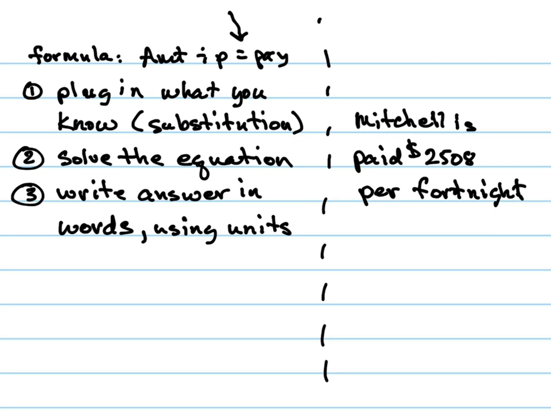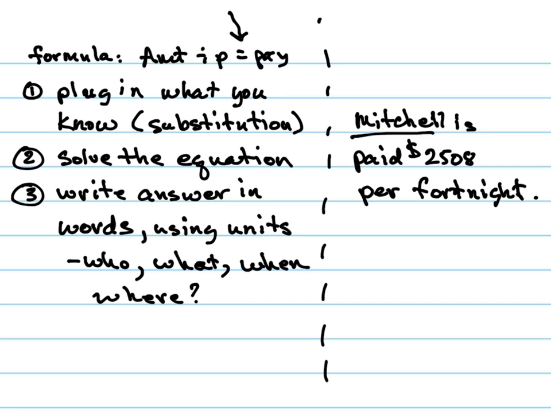You must give the who, what, when, and where. Always. Anything that you can give. So who was paid? Mitchell was paid. How much was he paid? $2,508. And there's the when, per fortnight. Okay? Pretty straightforward on that particular example.